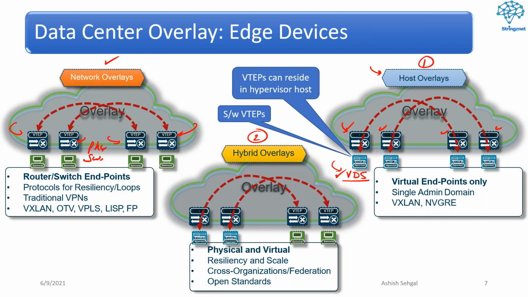In case of hybrid overlay, on one end of the tunnel you have a physical switch, but on the other end of the tunnel you have a virtual distributed switch. So when the VXLAN tunnel is formed between a physical switch at one end and a virtual switch at the other end, this is known as hybrid, because hybrid is nothing but a combination of network overlay and host overlay. So this switch comes here, and this hypervisor comes over here, forming a hybrid overlay.